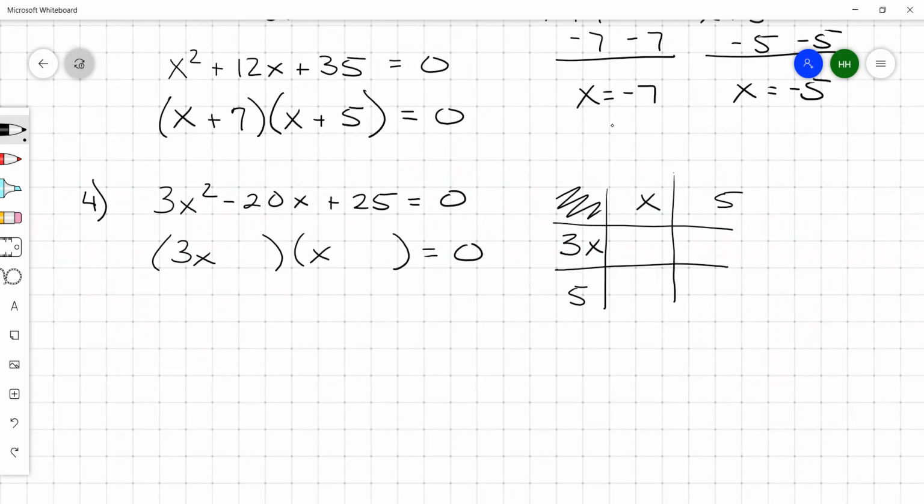So our 3x times our x is 3x squared. 5 times x is 5x. 3x times 5 is 15x. And 5 times 5 is 25. This middle term's got to be negative. So the 15x has to be negative, and the 5x has to be negative. Which means this 5 needs to be negative here, and so does the other one. So we got a 3x minus 5 times an x minus 5 equal to 0.